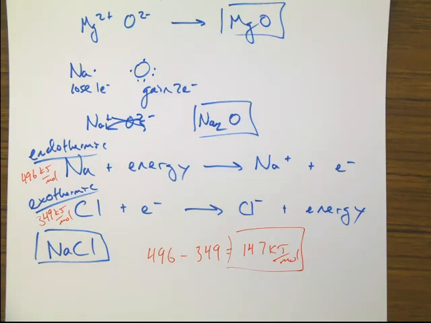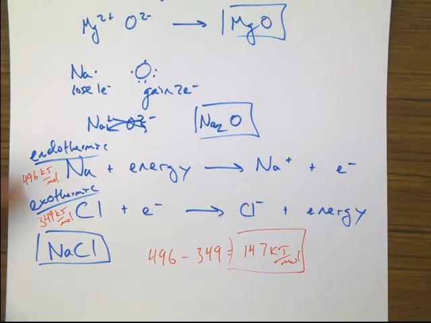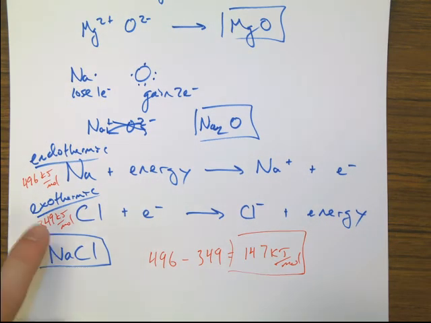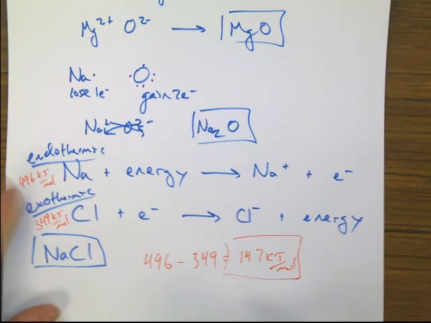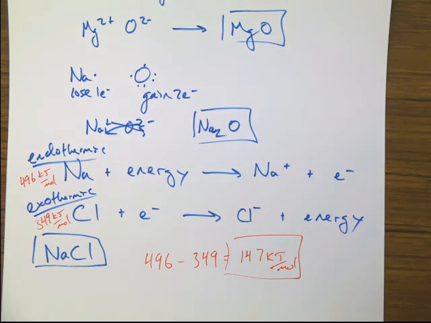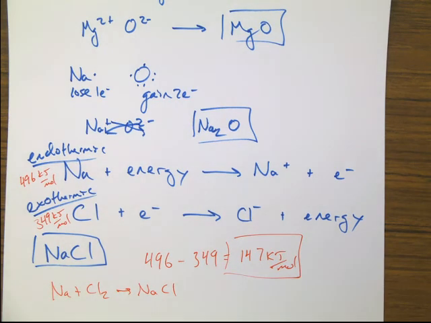Now, that's funny because when you actually react solid sodium metal with chlorine gas, it's a very exothermic process. But when you look at these two values, it looks like it's an endothermic process, hence why I have this as negative 349 kilojoules per mole, and it takes 496 kilojoules per mole for sodium to lose an electron. This is strange. So what accounts for the reaction between sodium and chlorine to produce sodium chloride for being so exothermic? Well, the answer is lattice energy.